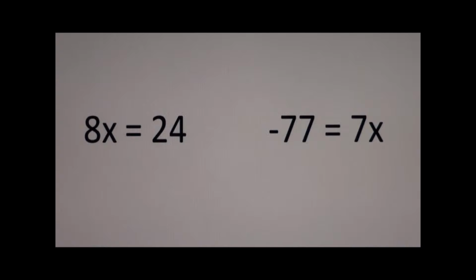It always looks easy when you're just watching someone solve an equation, but when you have to do it on your own, it's a little more complicated. So that's how I would recommend that you use this video. The first two equations we're going to look at are 8x equals 24 and negative 77 equals 7x. Now let's solve these two.